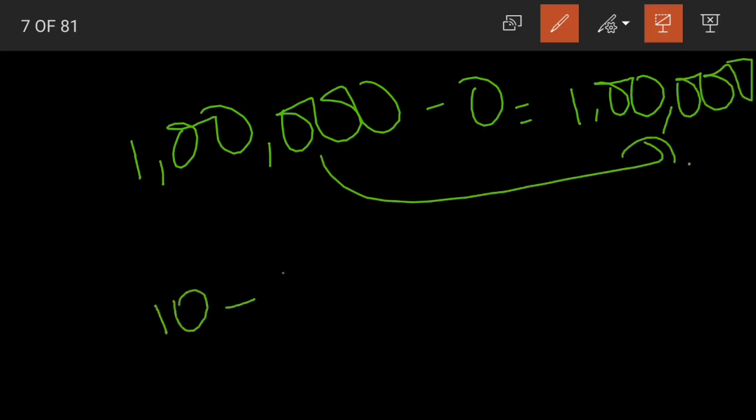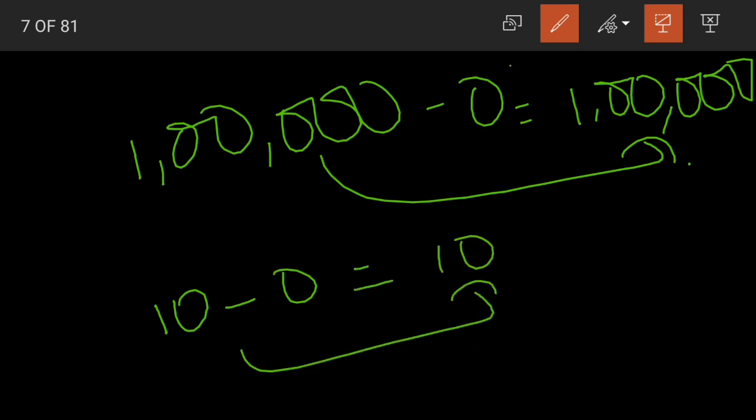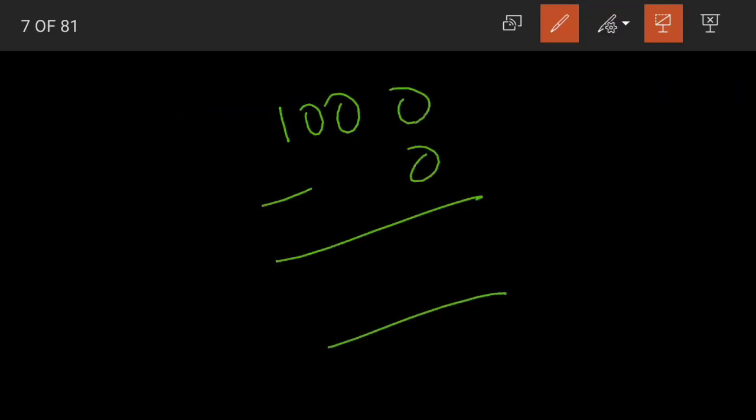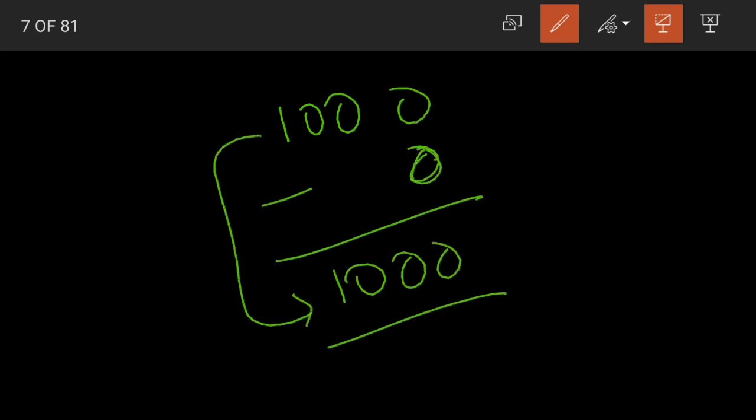Yes, in the same way 10 minus 0 is equal to 10 only. Whenever we subtract 0 from any number, the answer will be the number itself. So whenever you are asked a question to subtract 0 from 1000, what will you write children? You will write 1000 only. Yes, because whenever we subtract 0 from a given number, the answer will be the number itself.